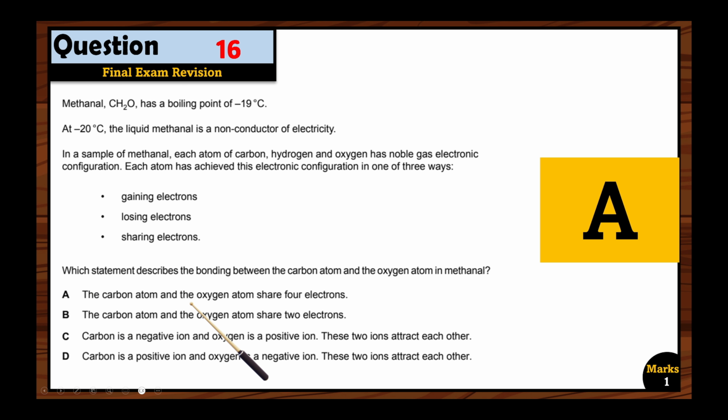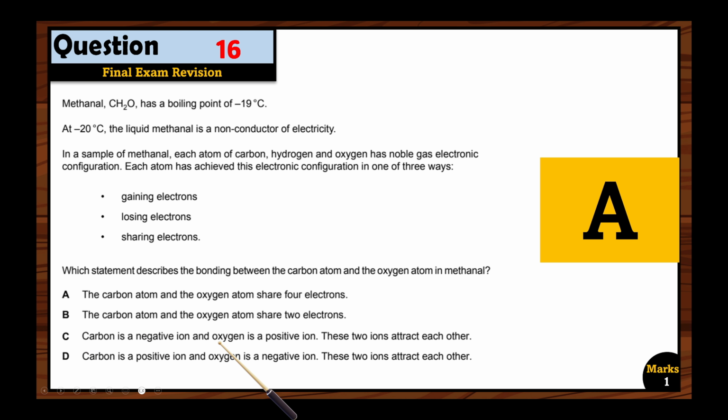Oh, sorry. The carbon atom and oxygen atom share 4 electrons. Yes, sorry, my mistake. Carbon is sharing, of course, 2 electrons, but 2 electrons are also shared by oxygen. So option A is correct. So total 4: 2 from carbon and 2 from the oxygen. The carbon atom and oxygen atom share 2 electrons. That's wrong. Why? Because the total is 4.